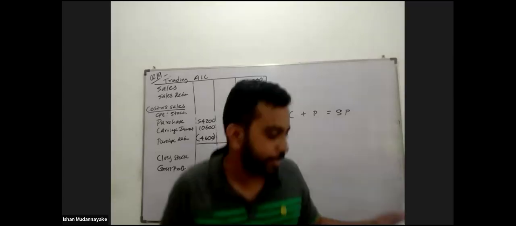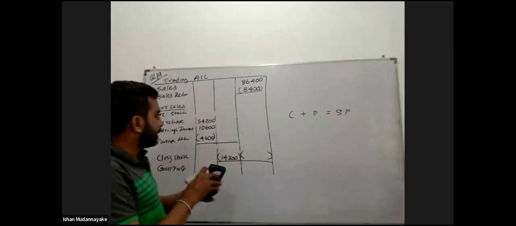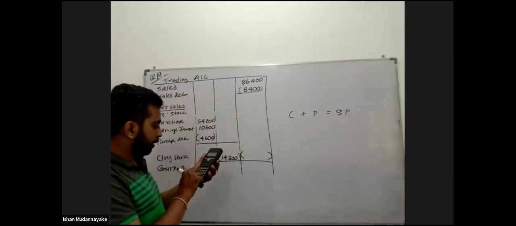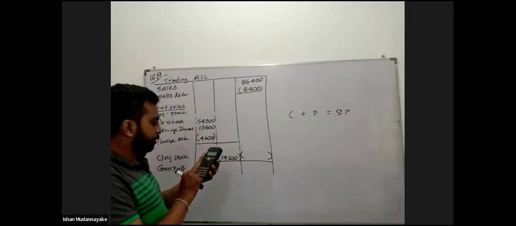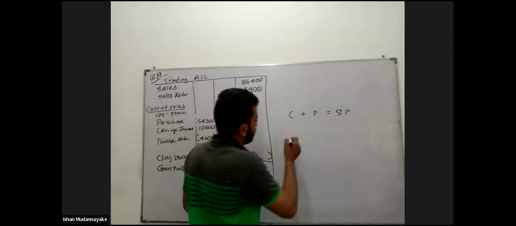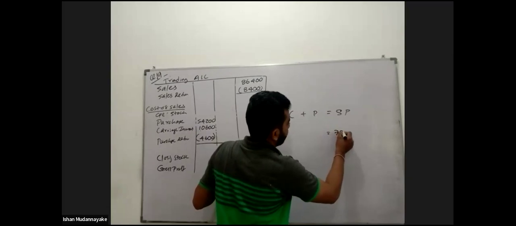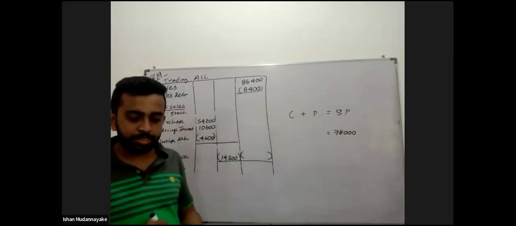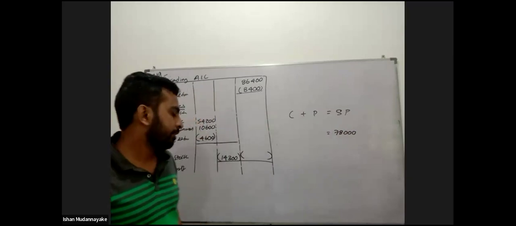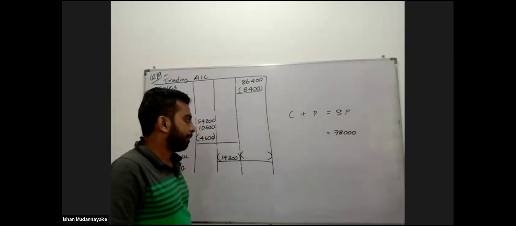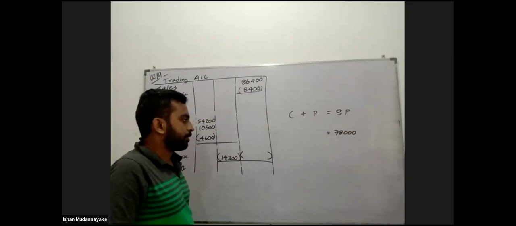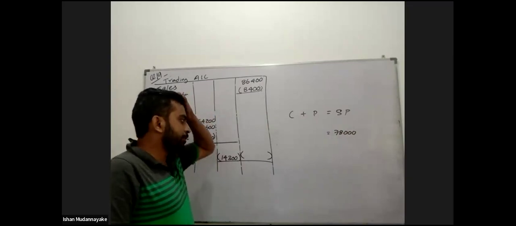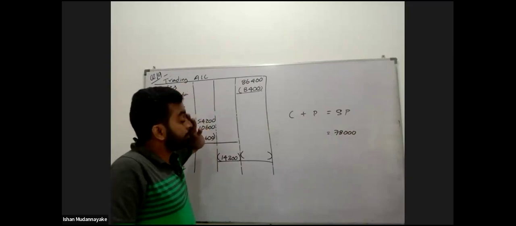19. Now here in this business organization, net sales, how much? 86,400 minus 8,400. Net sales 78,000. Net sales of the business organization 78,000.